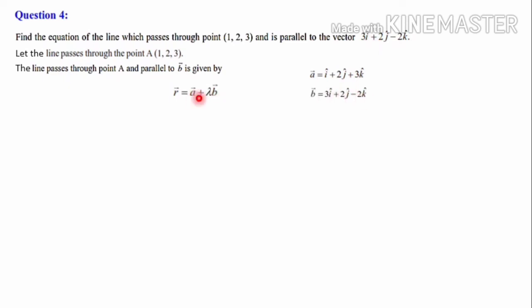Once you are able to identify this vector A and vector B, or you are able to write vector A and vector B from the given question, your duty is over. So substitute it. Vector R is equal to vector A we have written here, i plus 2j cap plus 3k cap, plus lambda into vector B, the same 3i plus 2j minus 2k. So that's all. This is the answer.